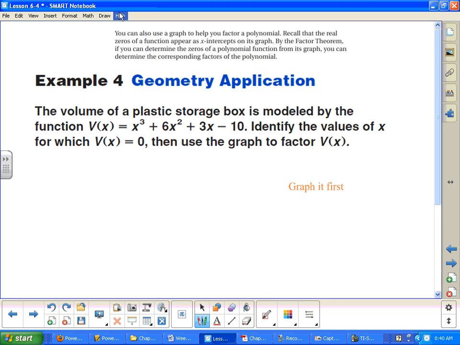You can also use graphs to help you factor. Anybody ever use a graph to help them factor? You can use them because if I know the zeros, then I can write it in factored form. So here we have this. It says the volume of a plastic storage box is modeled by this function. So I identify the values of x for which it's equal to 0, then use the graph to factor it.